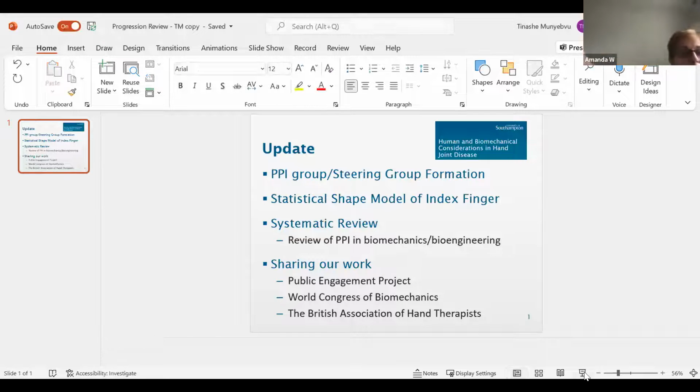Hello, I'm just going to share my screen. Can everybody see this? Loading. Yep.